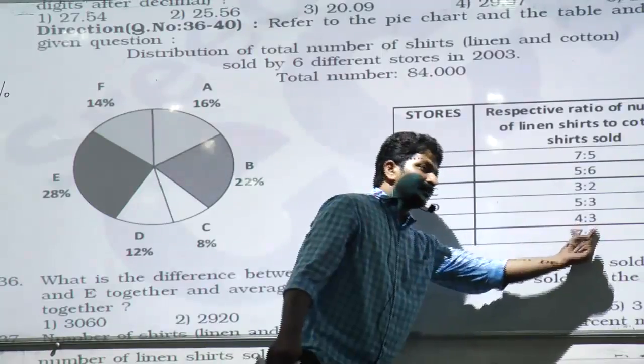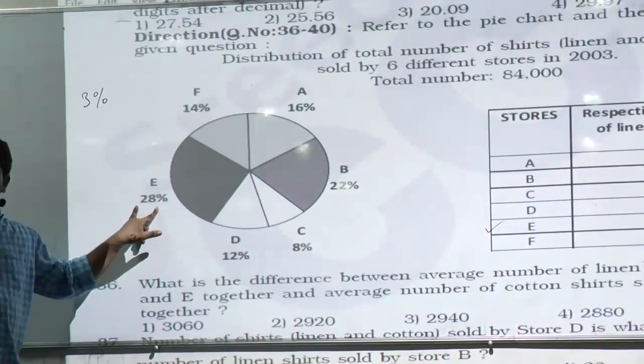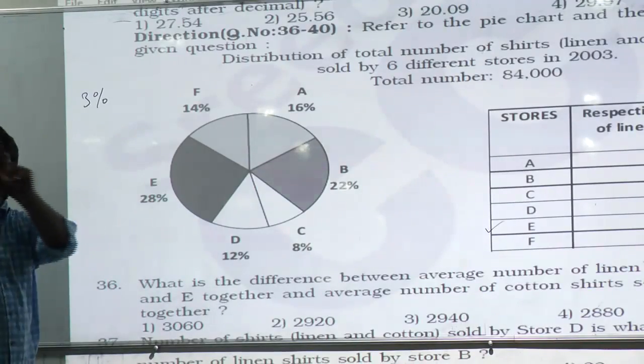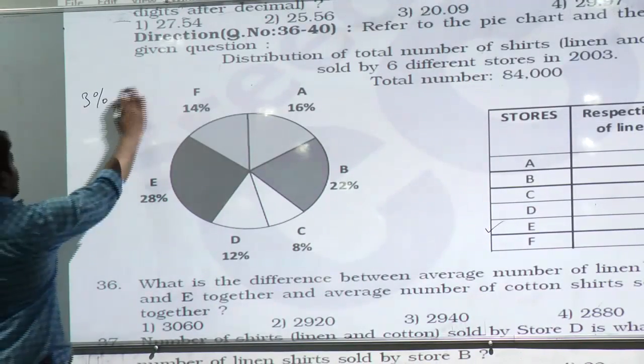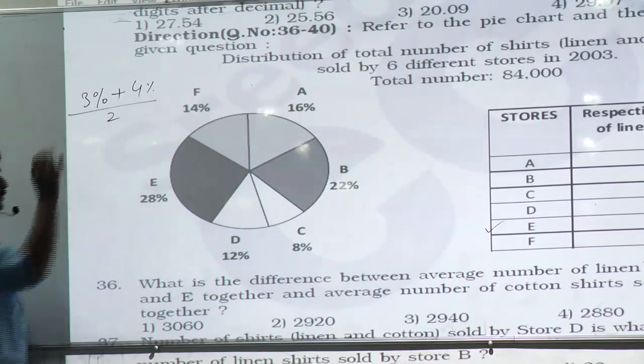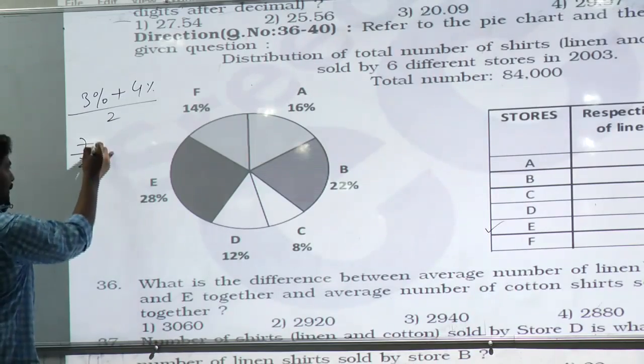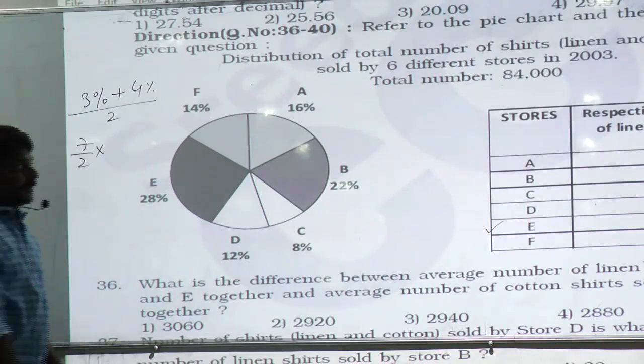And for E, how many parts do we have in total? 7 parts. And what percent is it? 4 times, right? So the difference is 1 part, in the sense 4%. And you're asked about the average, so divide by 2. Let it be 7/2%. What is 1%?